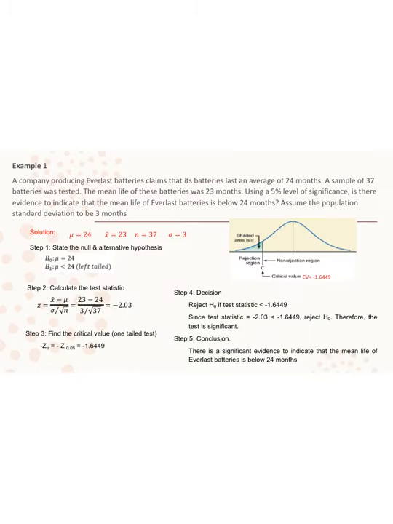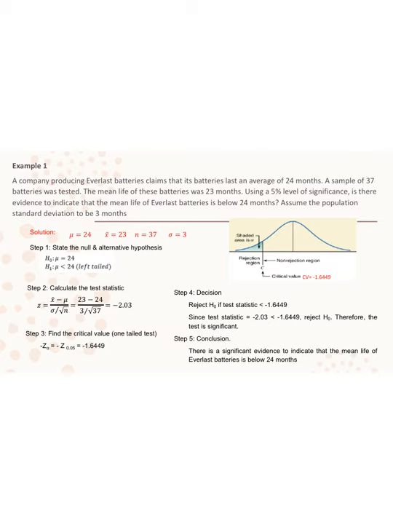Okay, let's take a look into example 1. A company producing Everlast batteries claims that its batteries last an average of 24 months. A sample of 37 batteries was tested. The mean life of these batteries was 23 months. Using a 5% level of significance, is there evidence to indicate that the mean life of Everlast battery is below 24 months? Assume the population standard deviation is 3 months.